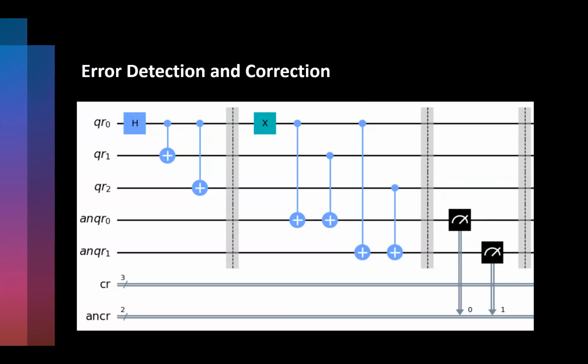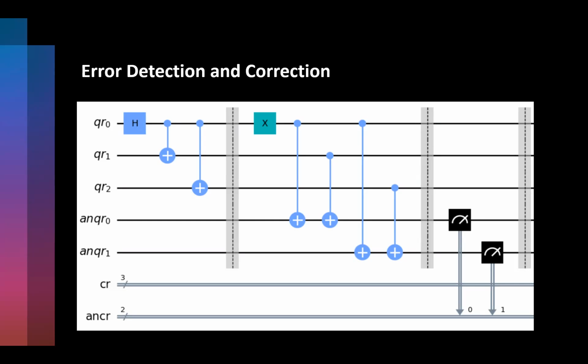Then we apply our detection techniques. For that we introduce 2 more qubits. These are called ancillaries. What we do is attach our information to these ancillary qubits so that we can make the measurement.